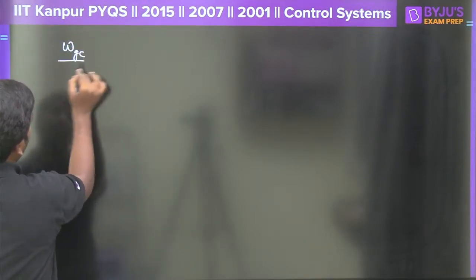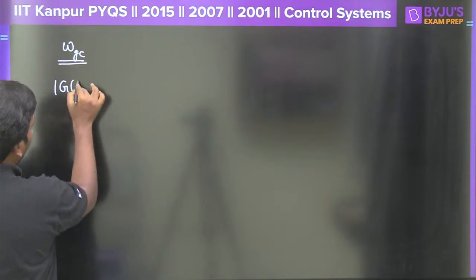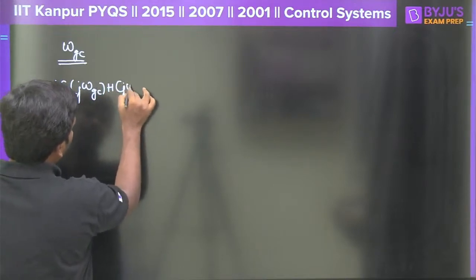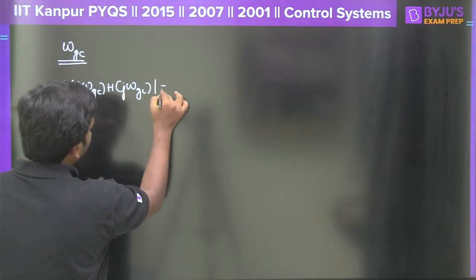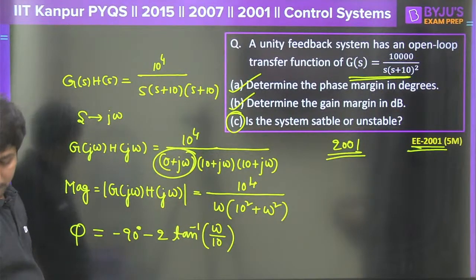What do you mean by omega GC? Omega GC means the frequency at which the magnitude becomes 1. So the modulus of G of j omega GC into H of j omega GC must be equal to 1. So what is that here? This is the magnitude here.